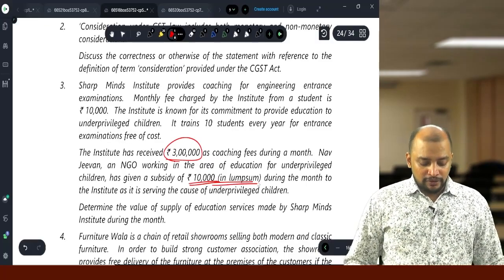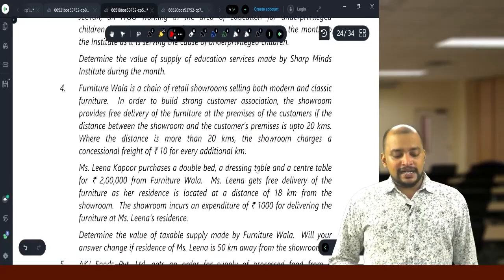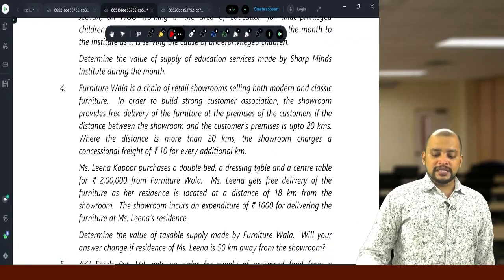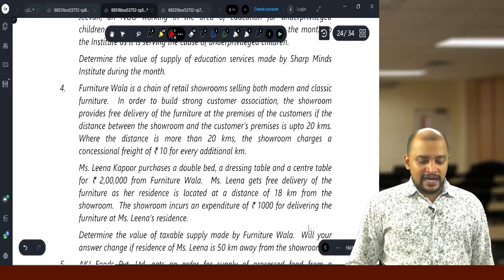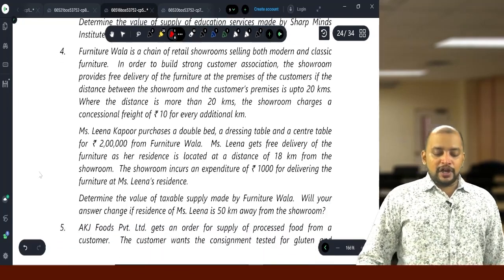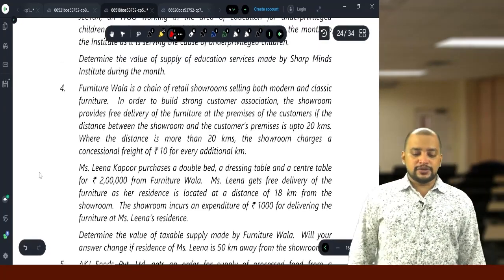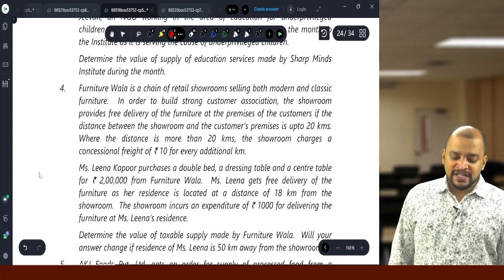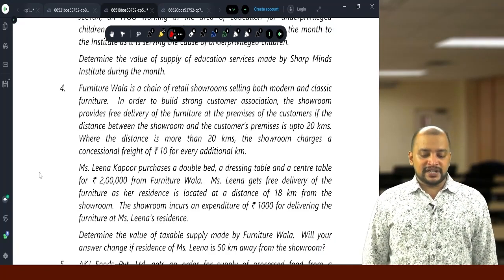Then number 4. Furniture Wala is a chain of retail showrooms selling both modern and classic furniture. In order to build strong customer association, the showroom provides free delivery of the furniture at the premises of the customers.